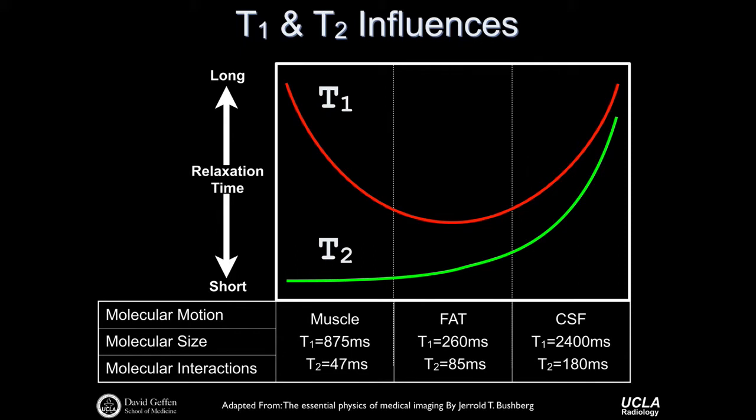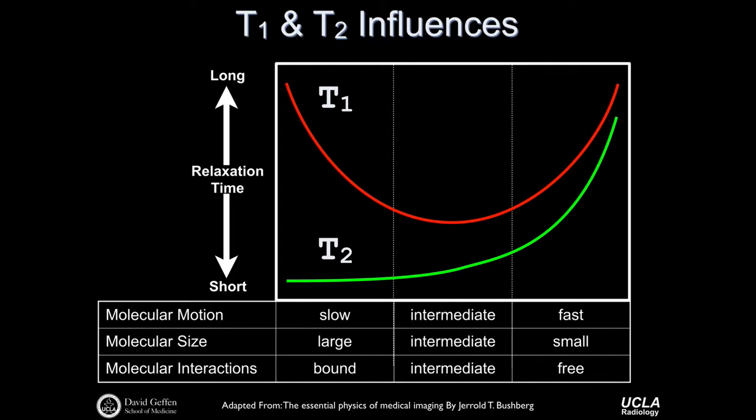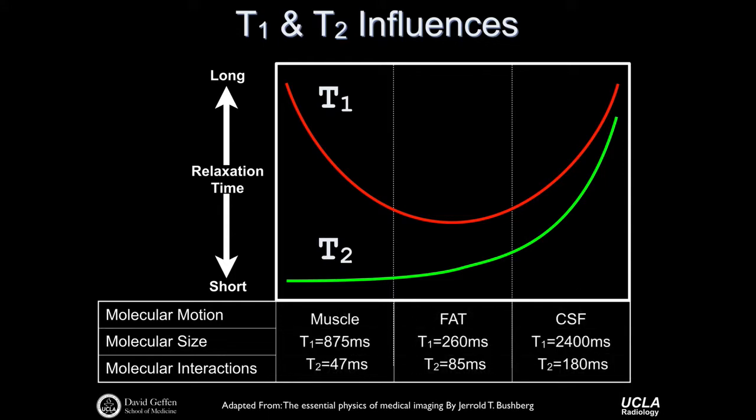And then if we move forward again and think about something like CSF, CSF is a good example of a tissue with a really long T1 as well as a long T2. And that might make sense in the context of having relatively fast molecular motion. It's a fluid after all. Having small molecular size, very little in the way of protein. Mostly this is an ionic solution. And the molecular interactions are relatively free. And so this sounds like something that would describe CSF, and that's consistent with what we know and understand about CSF.